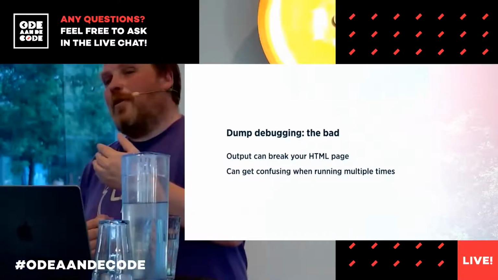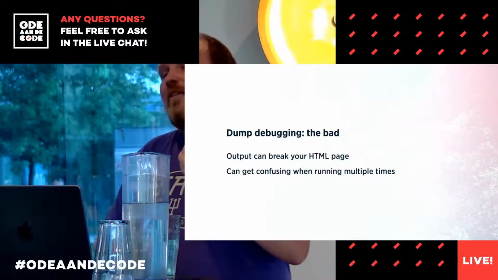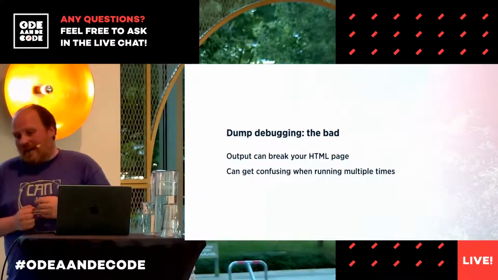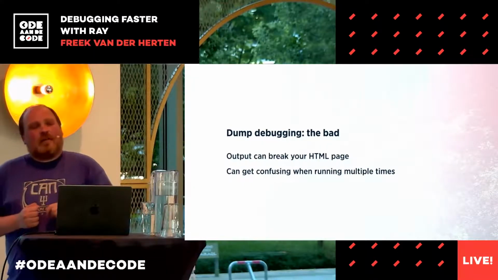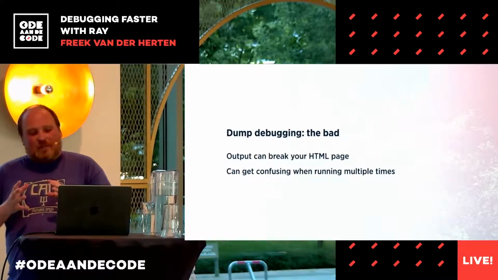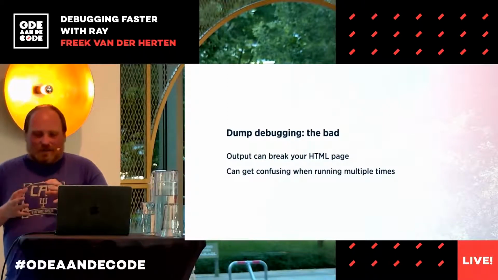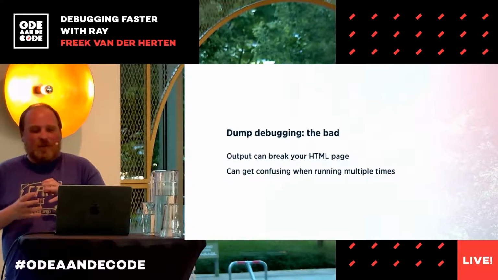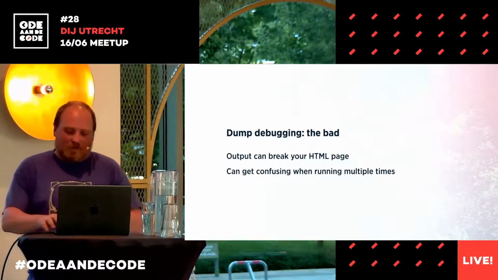Imagine that you're debugging some kind of CLI command, and you run it multiple times. Then it can be a little bit difficult to see, what did I change here? Where does this output belong to?